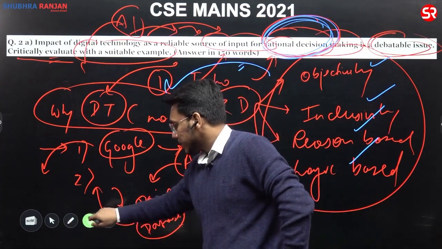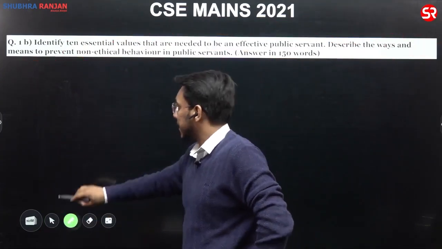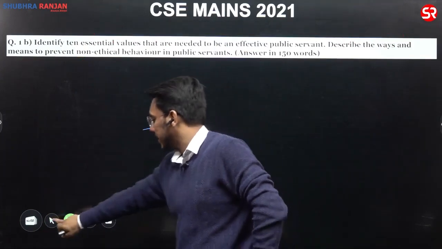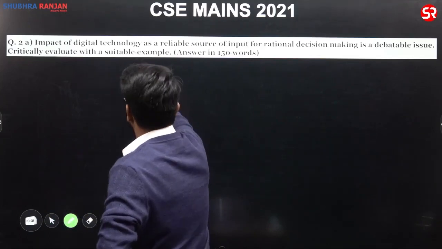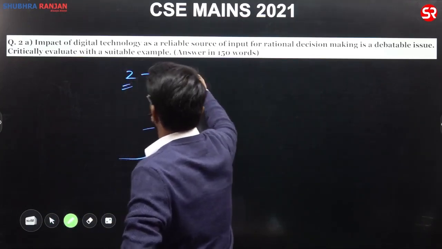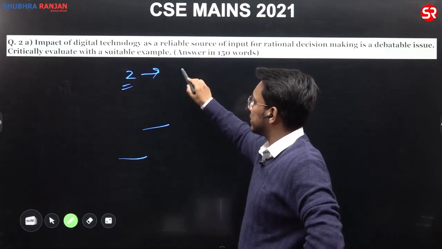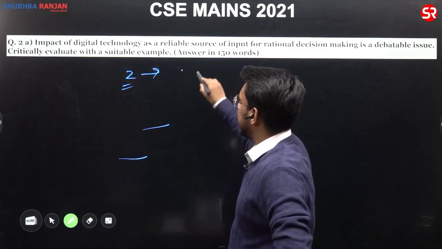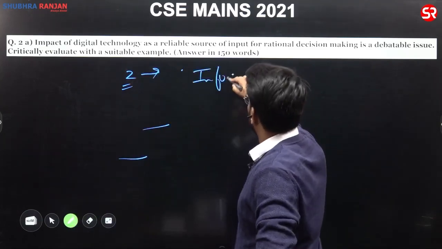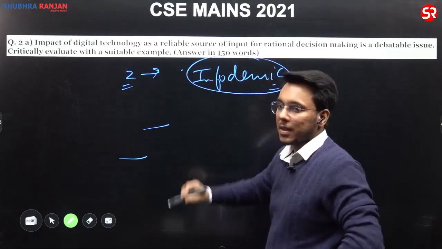Now, let's take another reason, number 2, for why digital technologies are not helping in making rational decisions. See, what happens? The next reason is this. Today, we are living in the age of infodemic. We are living in the age of infodemic. Now, what is this infodemic?